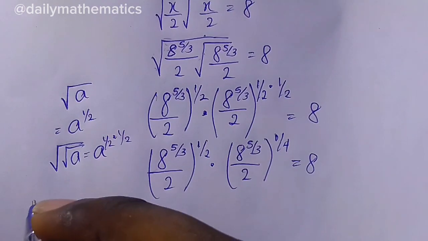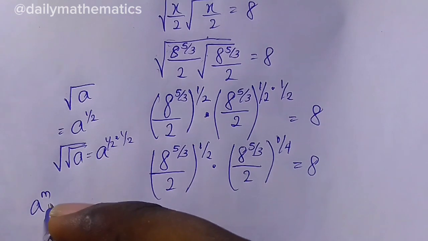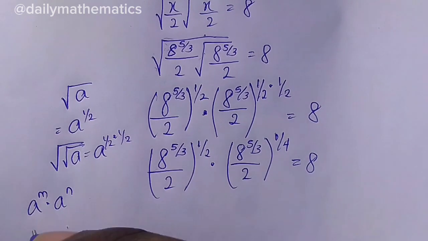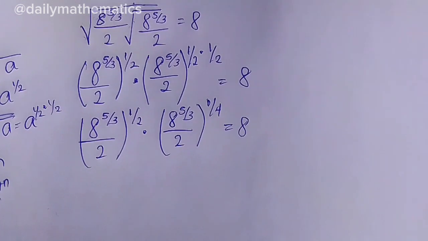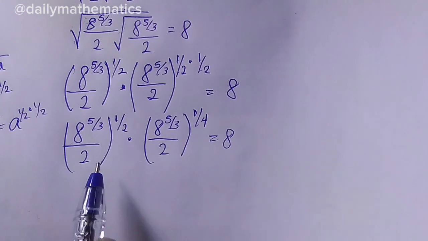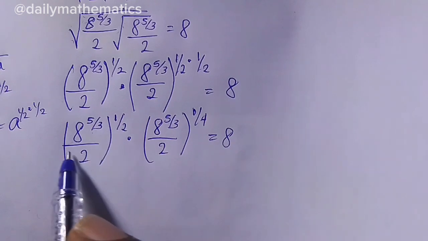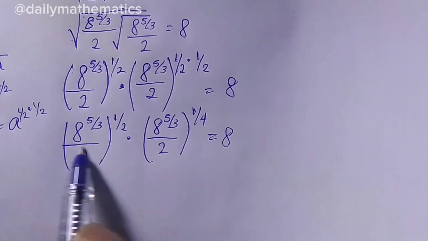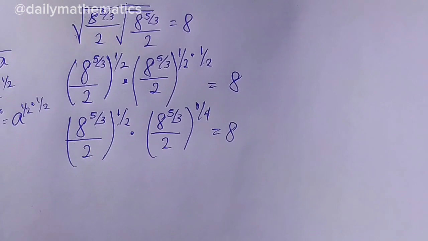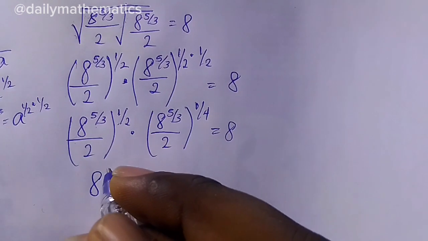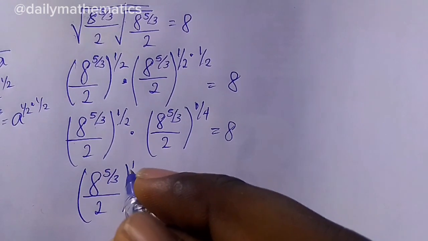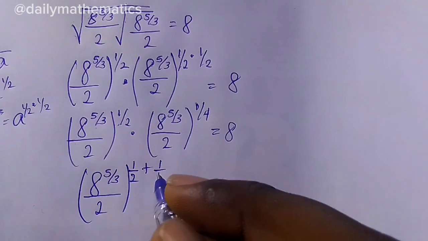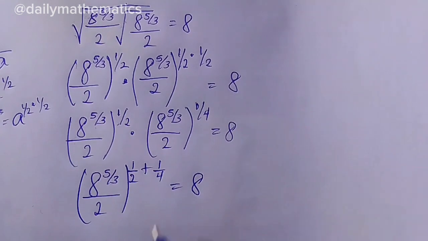So remember that when you have a raised to the power of m multiplied by a raised to the power of n, it is going to give us a raised to the power of m plus n, right? That's exactly what we're going to do for this part. In this section, we have 8 raised to the power of 5 over 3 over 2 and 8 raised to the power of 5 over 3 over 2. Now the bases are the same, we have different powers. So what do we do? We take a base and we add the powers. So we have 8 raised to the power of 5 over 3 divided by 2 raised to the power of 1 over 2 plus 1 over 4 equals 8, right?